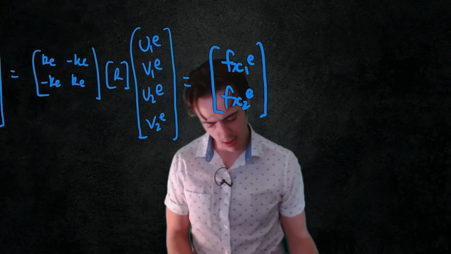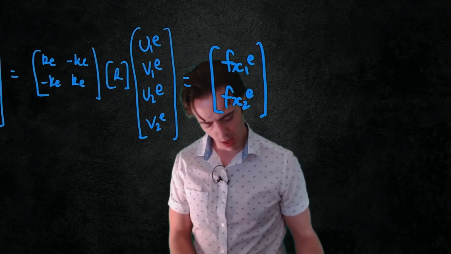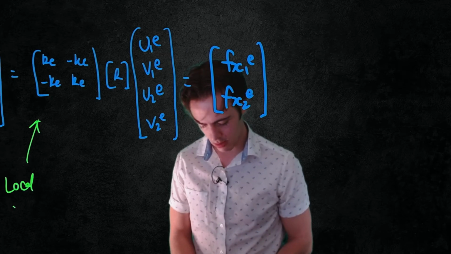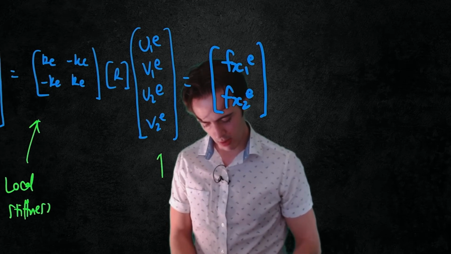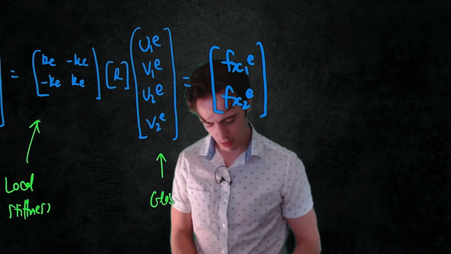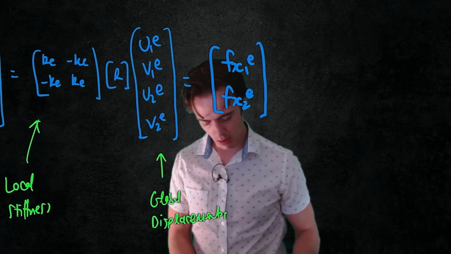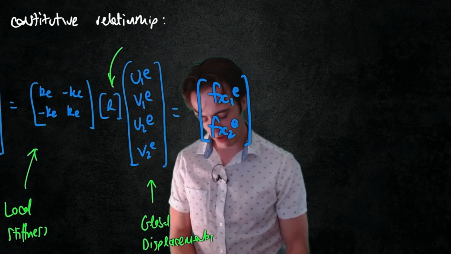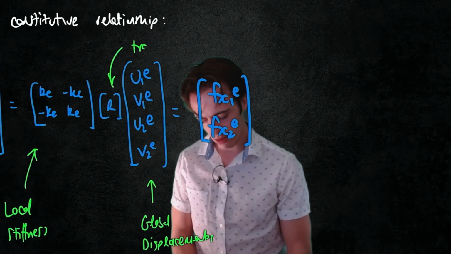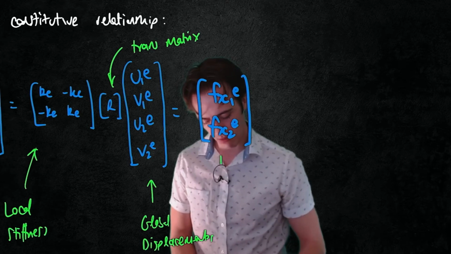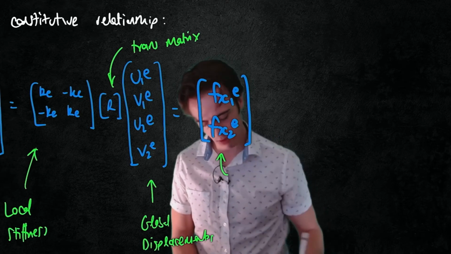So what have we actually done here? Well, we've got a local stiffness. We've got global displacements. We've got this new transformation matrix that we just defined. And then we've got some local axial forces.